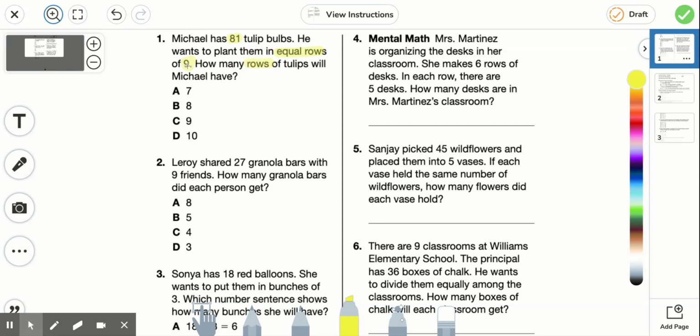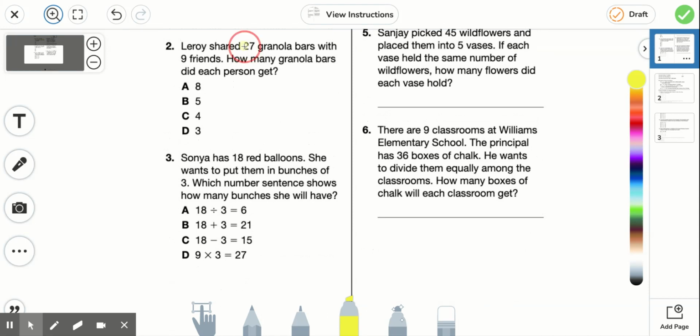Oh, goodness. So I see equal rows, and that tells me either multiplication or division. But now I have to think. He starts with 81 tulip bulbs, and he's putting them into 9 rows. So is his number going to get bigger? No, it's going to get smaller, isn't it? He's dividing these 81 into 9 rows. So how many rows will he have? 81 divided by 9 is what number?